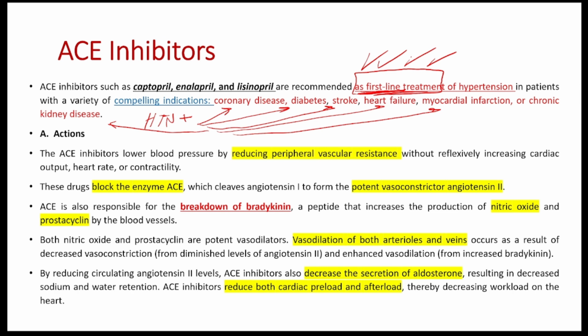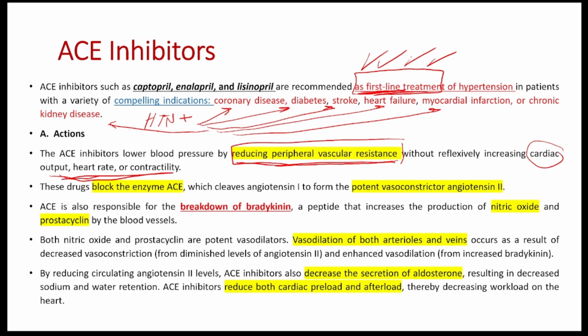Okay, moving to how this medication works. This medication reduces peripheral vascular resistance without affecting the heart rate. So no effect on heart rate, no effect on contractility. This medication works mainly on the peripheral vascular resistance. This is an exam question on the national level, the BANS exam, or the USMLE exam: ACE inhibitors reduce peripheral vascular resistance with no effect on cardiac output, heart rate, and contractility.